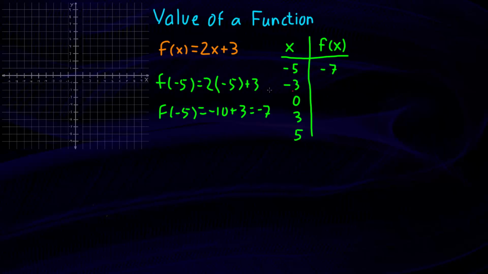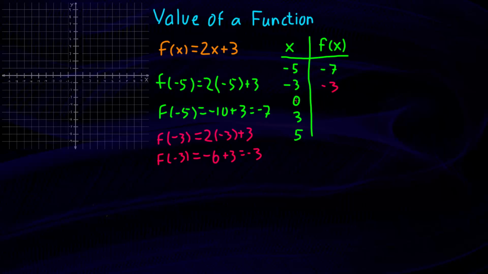Let's try another one. Let's go at negative 3. So now we've got f of negative 3, or f of x where x is negative 3. This is 2 times negative 3 plus 3. And so now what we've got is f of negative 3 is 2 times negative 3, that's negative 6, plus 3. This would be negative 3. So 3 minus 6, it's the same as negative 3. So we have a negative 3 for this value.